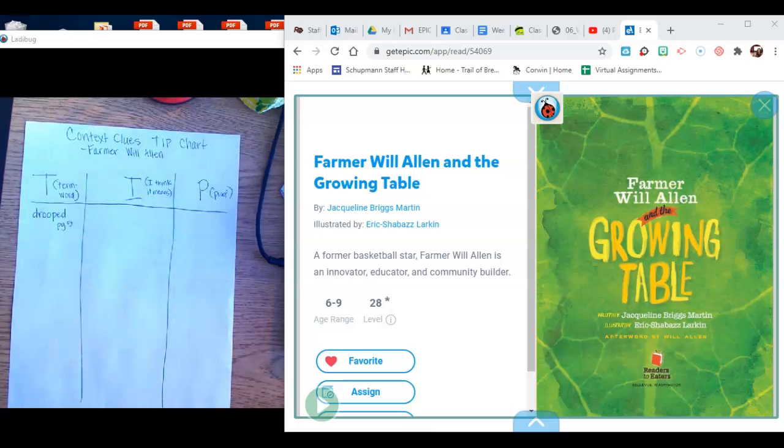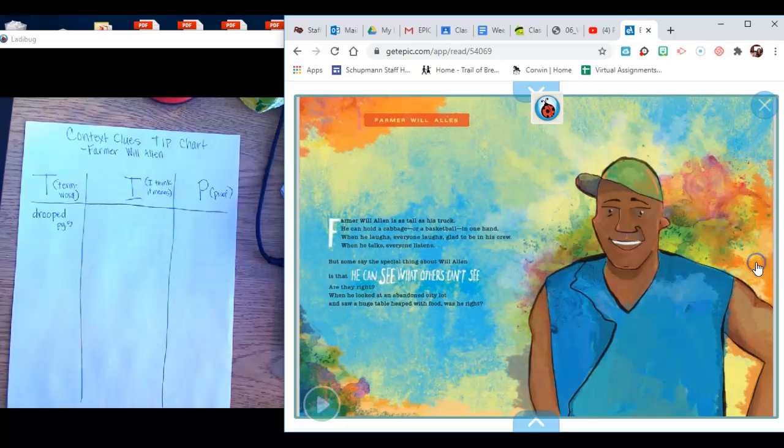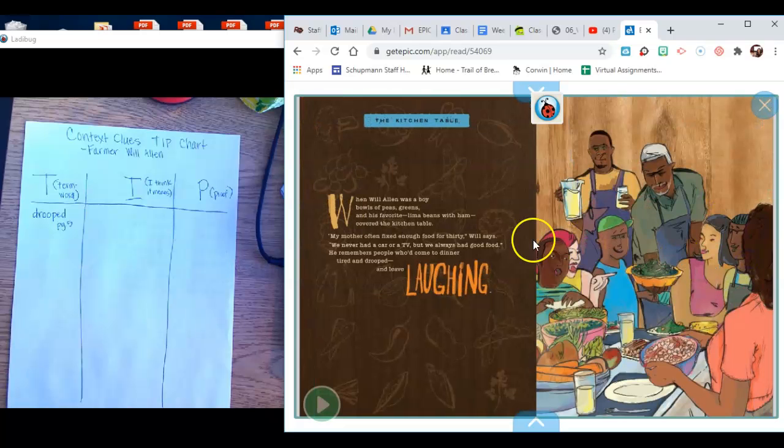So I have pulled up here also Epic Books, and I have our book ready to go so we can get going on this. And I'm going to go to page 5. All right, and this is page 5, and I see that drooped is found right here.